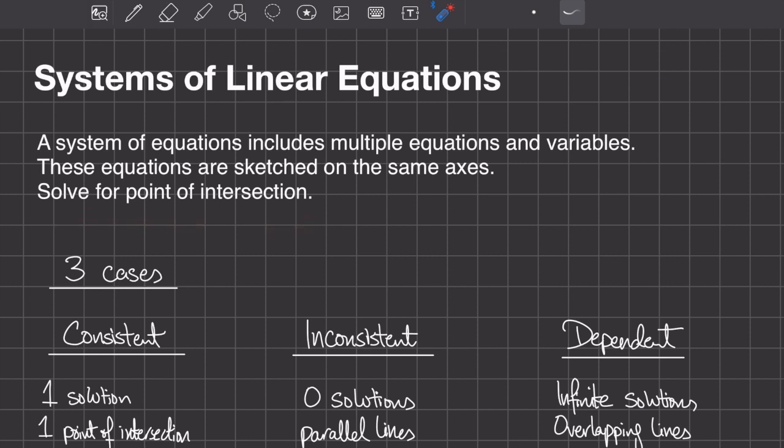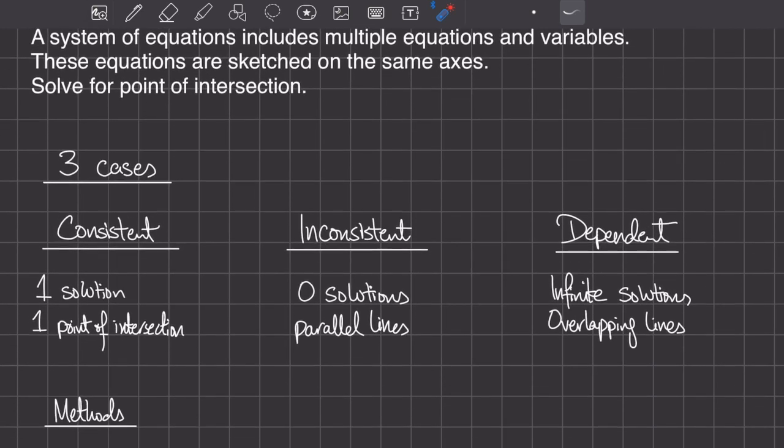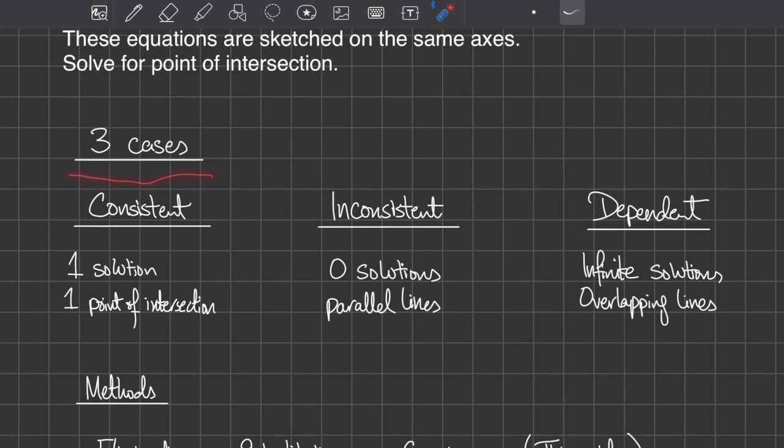intersect. For a system of linear equations, there exist three cases. If we get one solution, then the system is considered consistent. This means that the lines intersect at one point. If we get zero solutions, then the system is inconsistent. This happens when two lines are parallel. The third case is if we get infinite solutions, which means that the two lines overlap. We will look into all three cases in examples later in this video.